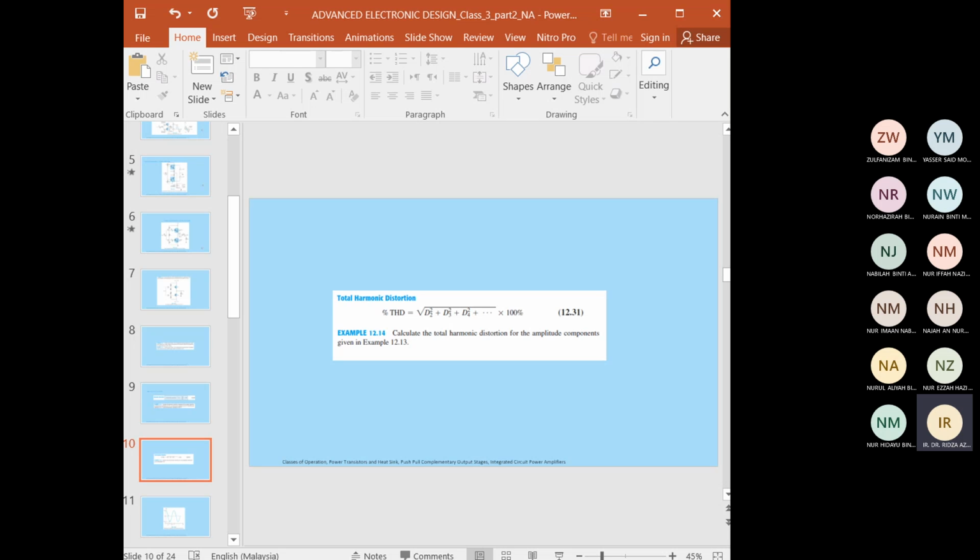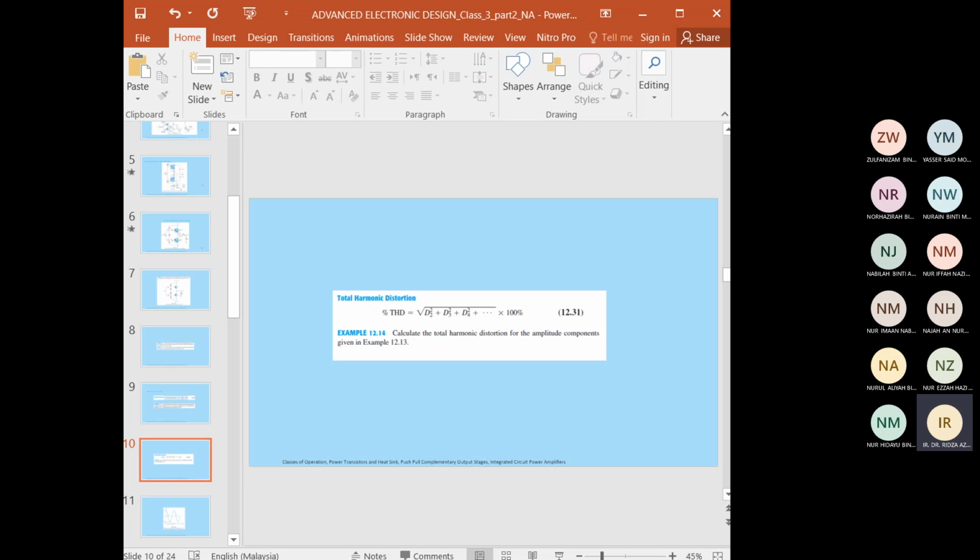Alright, so next we look at the total harmonic distortion. When the output signal has a number of individual harmonic distortion components, the signal can be seen as having total harmonic distortion. It can be calculated as a percentage: total harmonic distortion is given by the square root of D2 to the power of 2 plus D3 to the power of 2 plus D4 to the power of 2, plus etc., multiplied by 100%.